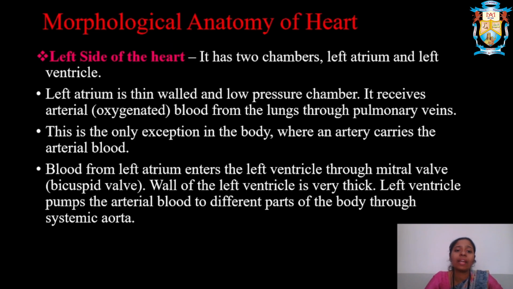Next we move on to the left side of the heart. It again has 2 chambers, that is the left atrium and the left ventricle. The left atrium is thin walled, and compared to the right side of the heart, it is similar: it is also thin walled and a low pressure chamber. It receives oxygenated blood from the lungs.